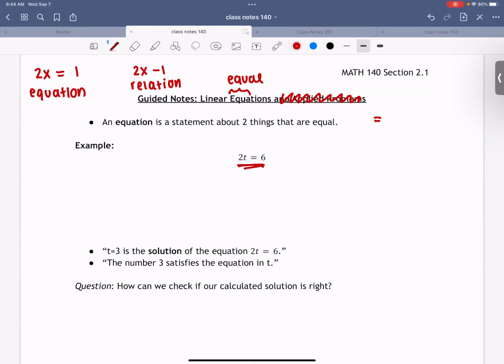What do we do if I want to solve for t? Yes. Good. We divide by 2 on both sides.